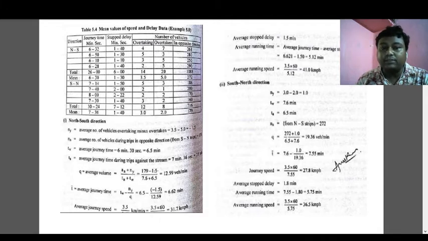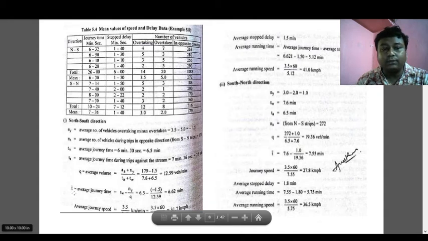divided by TA plus TW. From that we can find out the Q, and after we find out the Q, you can find out the value of T bar. So if you find out the T bar, you can find out the average journey time.